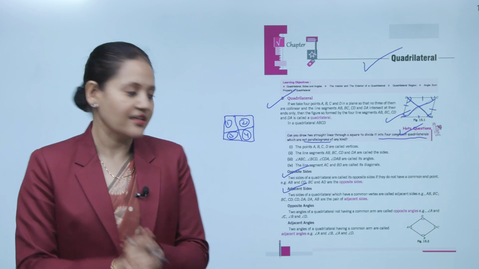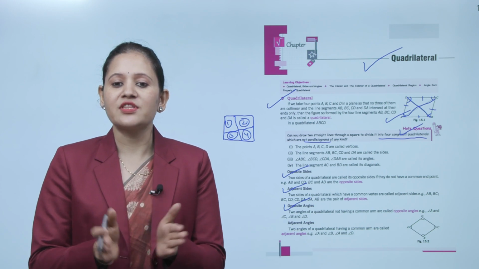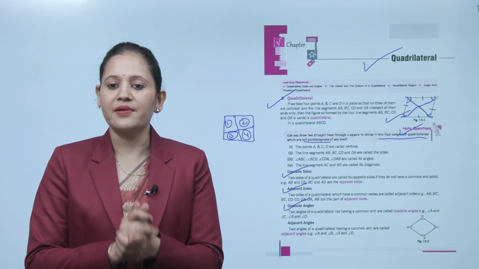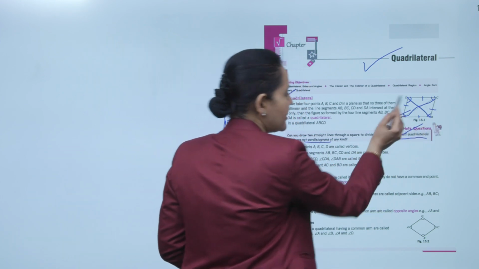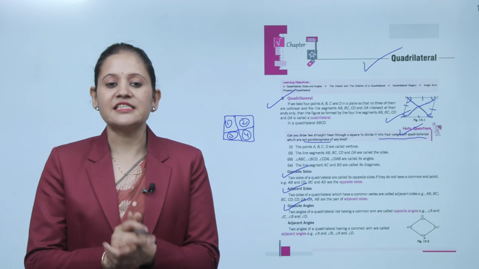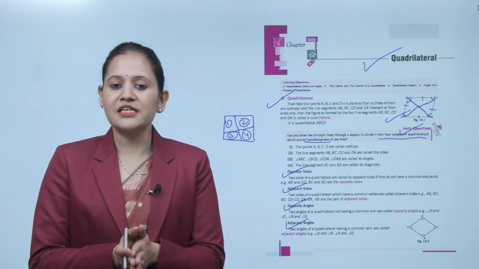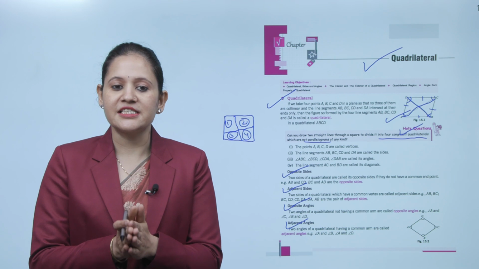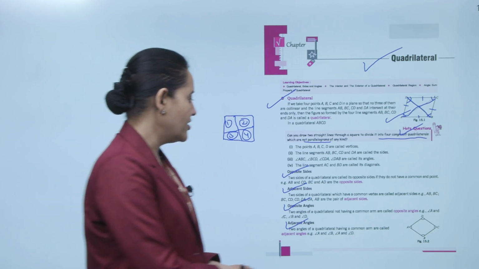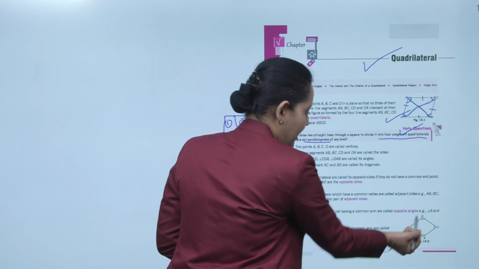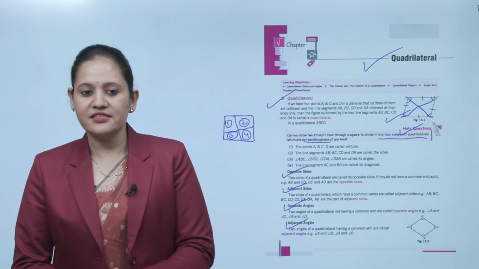Next is opposite angles. Two angles of the quadrilateral not having a common arm are called opposite angles. For example, angle A and C, B and D. They are opposite angles. Next is adjacent angles. Two angles of the quadrilateral having a common arm are called adjacent angles. For example, angle A and B, A and D are adjacent angles. So, like here, A and B, A and D are adjacent, D and C, D and A are adjacent angles.